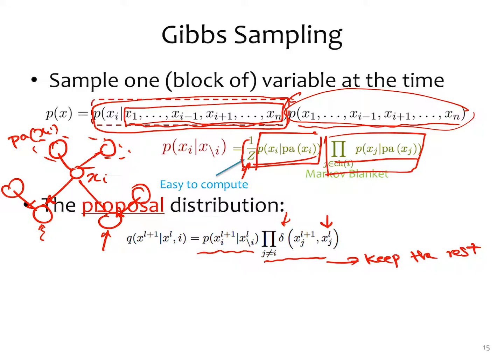Is the proposal distribution clear? This is how the proposal is going to look like. Can you explain the mathematics again?